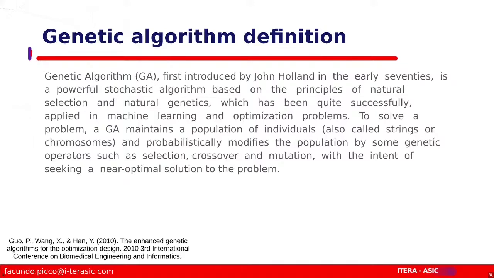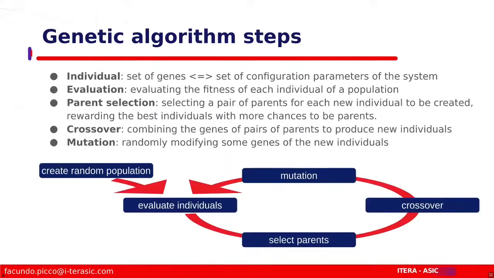So how can you use a genetic algorithm to optimize a problem? Well, it basically works by maintaining a population of individuals, being specific configurations of the systems, which have a one-to-one relationship to genes and chromosomes. And it probabilistically modifies and updates the population by some genetic operators such as selection, crossover, and mutation, trying to find a near optimal solution of the problem. So let's look deeper at that.